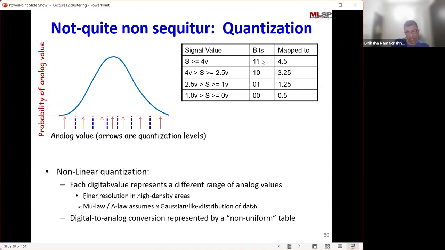Except now, you can't just read this bit value and multiply it by a constant. You actually need a table to see what each of these must be mapped onto, because the centers of these different bins are differently spaced. And this is, in fact, what is used in very common audio representation formats, mu law and A law, where the bins are non-uniformly spaced according to a formula. Does this make sense? Yes or no?